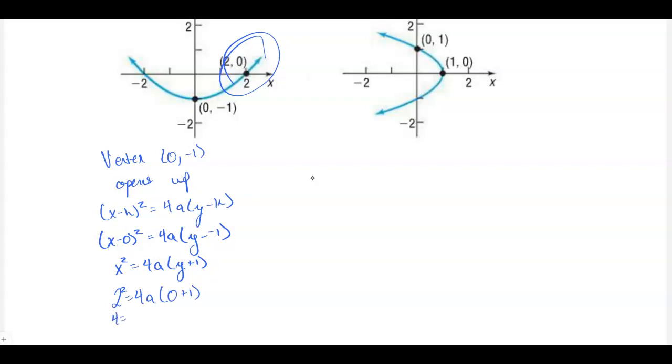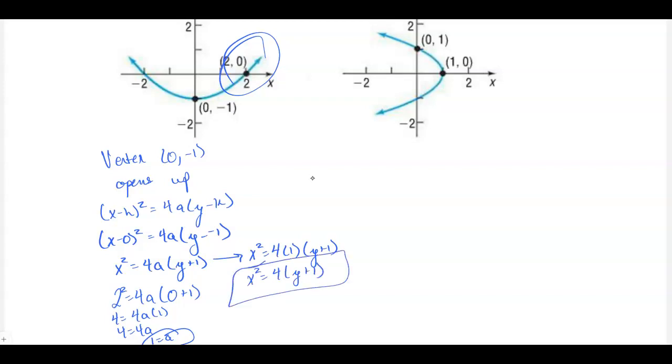So 4 = 4a times 1. So we know a is going to be 1. Then for our equation, I'm going to use the step below since that's simplified. We're going to have x^2 = 4 times 1 times (y + 1). x^2 = 4(y + 1). So there's the equation that fits that.